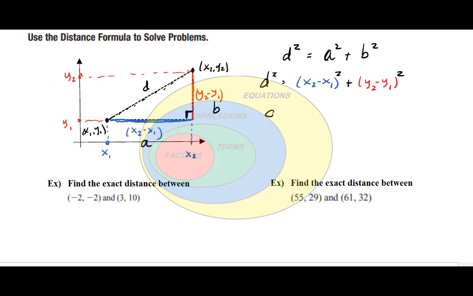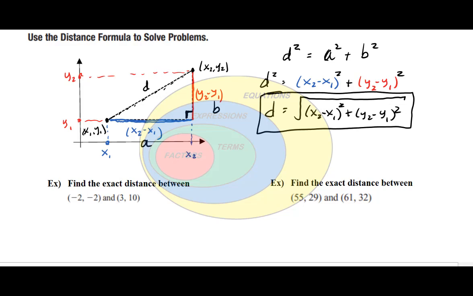The Pythagorean theorem gives us that, and if I just take the square root of each side, I would get d equals the square root of x sub 2 minus x sub 1, the quantity squared, plus y sub 2 minus y sub 1, the quantity squared. So this is actually our distance formula, and it does use the Pythagorean theorem.